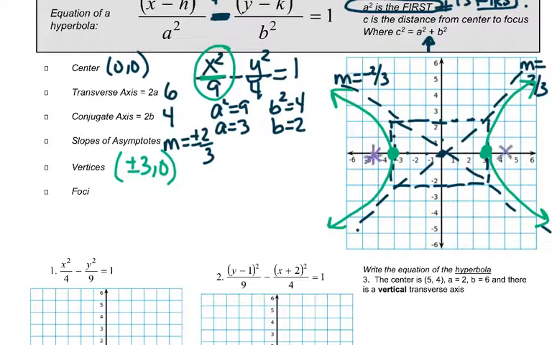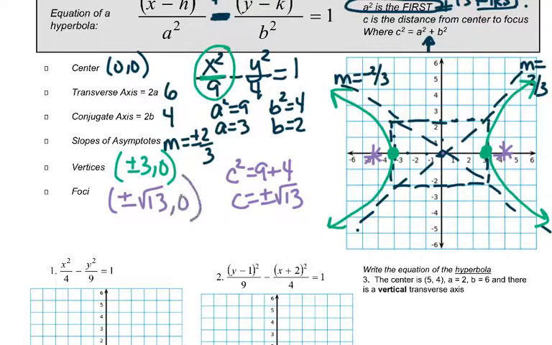We're going to have 2 focus points. They're on the insides of those curves. C squared equals a squared plus b squared. So the c is plus or minus root 13. It's always right and left of the center, so that's going to affect the x coordinate. Phew, that was a lot, right? So let's try the next one.